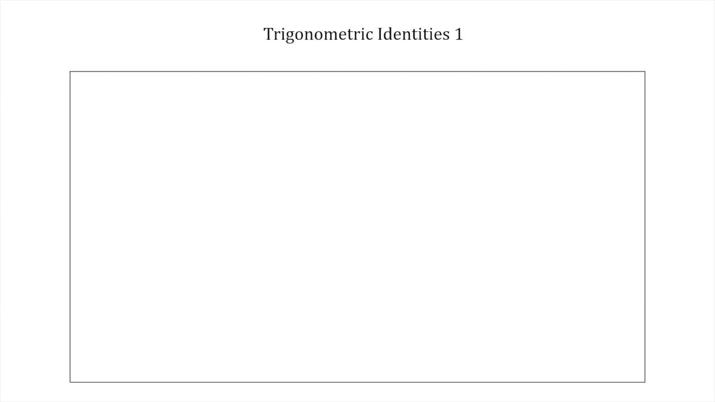Now, by identity, we just mean an equation that holds for all values. Because remember, sine, cos, and tan, they're functions, so you can put different values into them. You'll get different values out. But there are certain equations that are always true, regardless of which values we put in. And we call these identities.